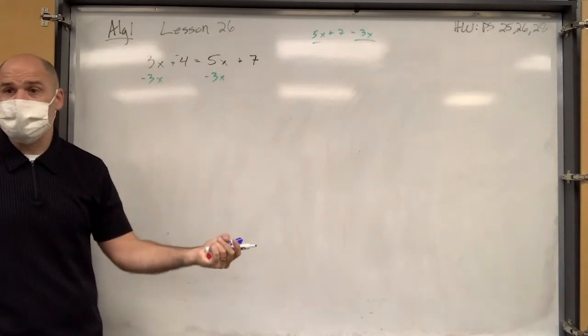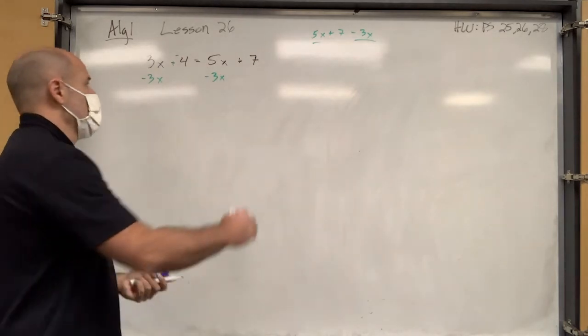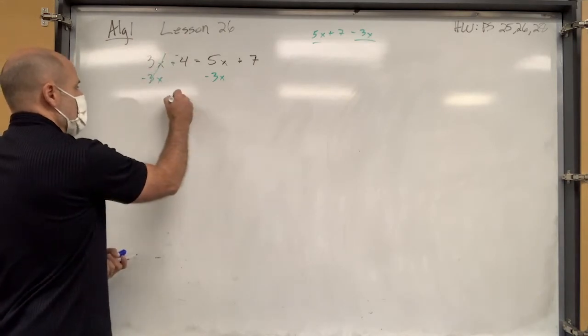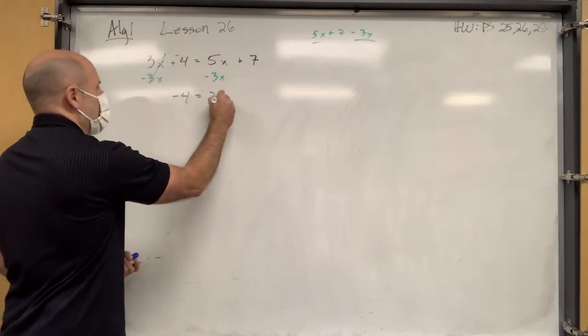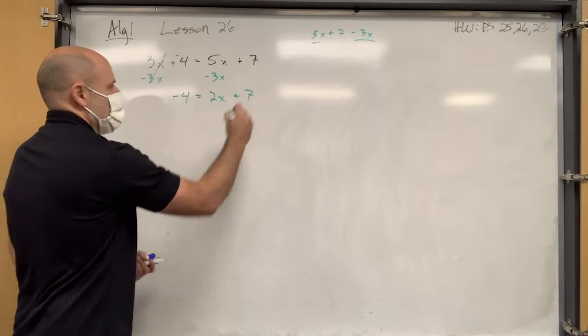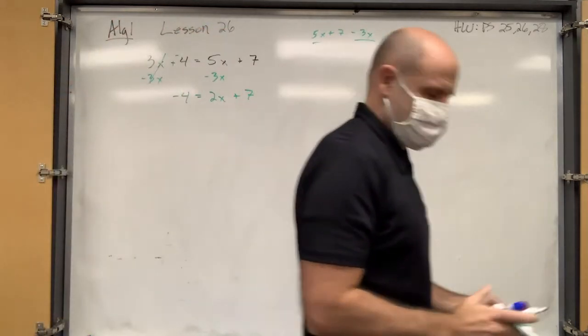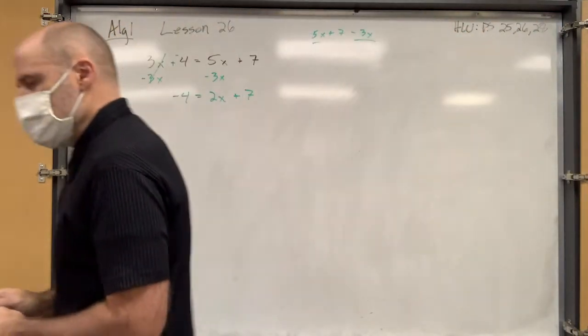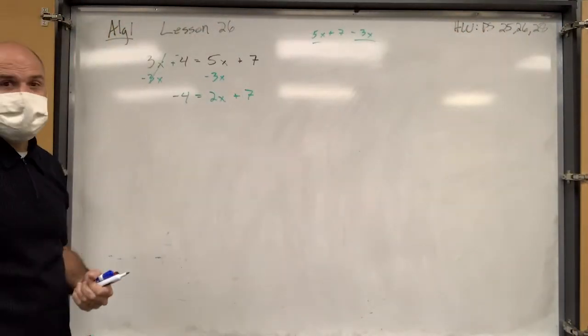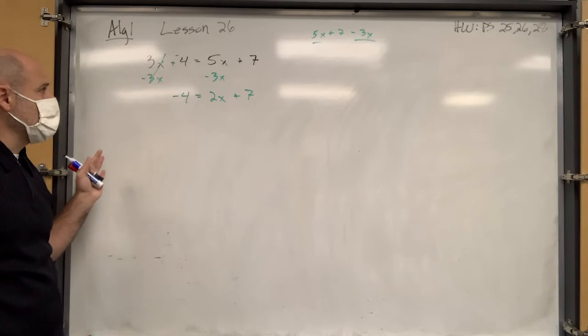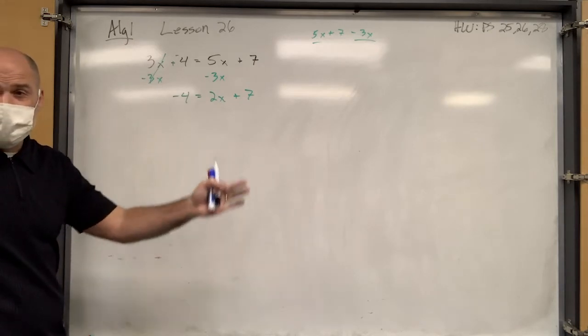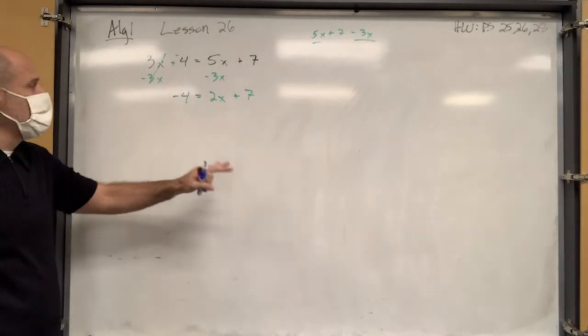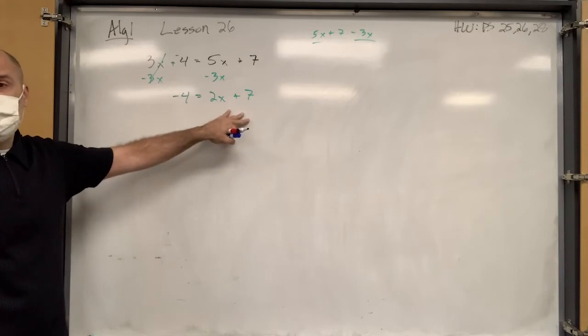What's 5x minus 3x? What's 5x minus 3x? You said 3x and 1x. It's 2x, right? 5x minus 3x is 2x. Okay, so this is still, we didn't change anything because we subtracted the same weight from both sides of the equation. So now we have the same kind of equation we had in the last lesson.